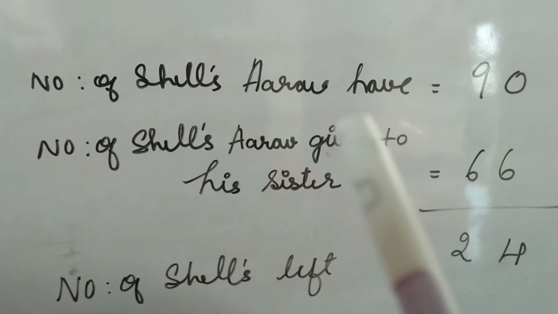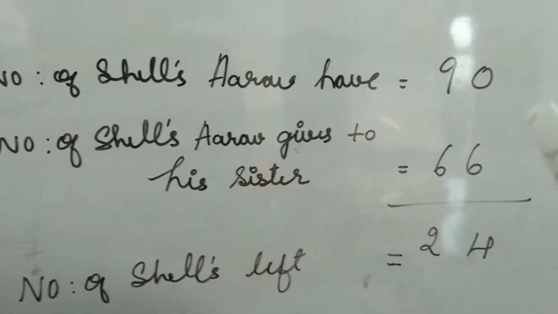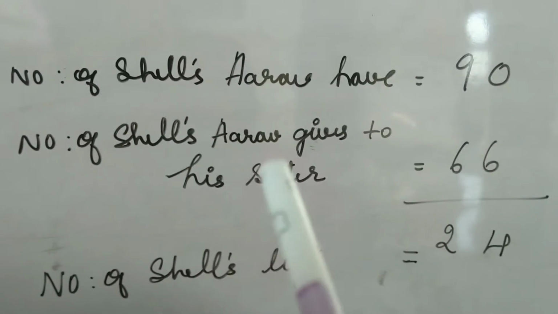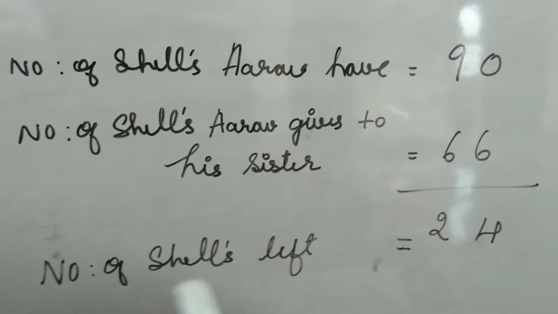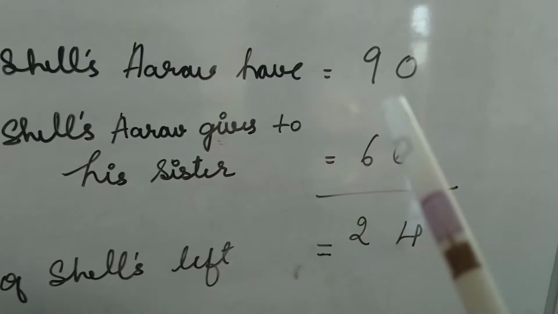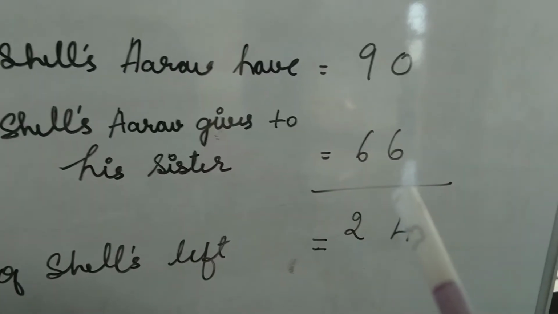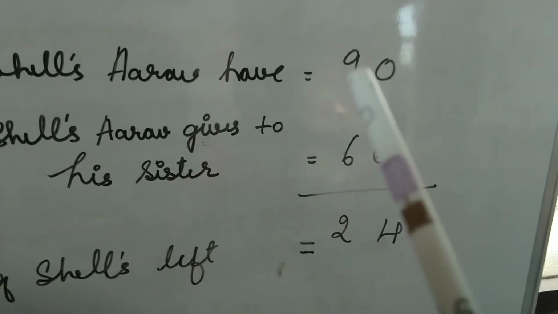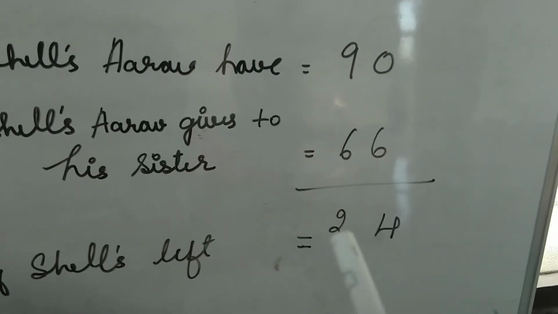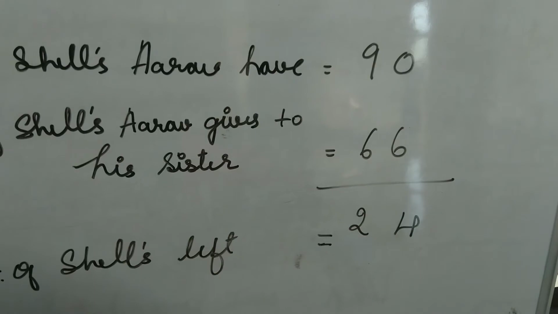Number of shells Arav has is 90. Number of shells Arav gives to his sister is 66. Number of shells left: for that you need to subtract 90 minus 66. 10 minus 6 is 4. 8 will be left. 8 minus 6 is 2. So 24 shells.